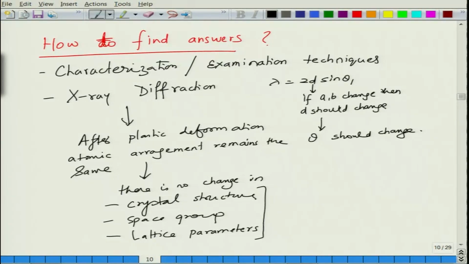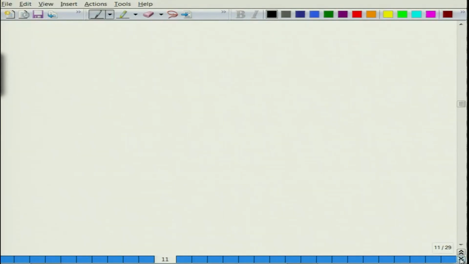There is no change in volume as well. So lattice volume remains constant. So there is no change in lattice volume, no change in lattice parameter, no change in space group, no change in crystal structure. So the question is, what happens to the material? Essentially these are the questions that we are going to answer in the next few lectures.